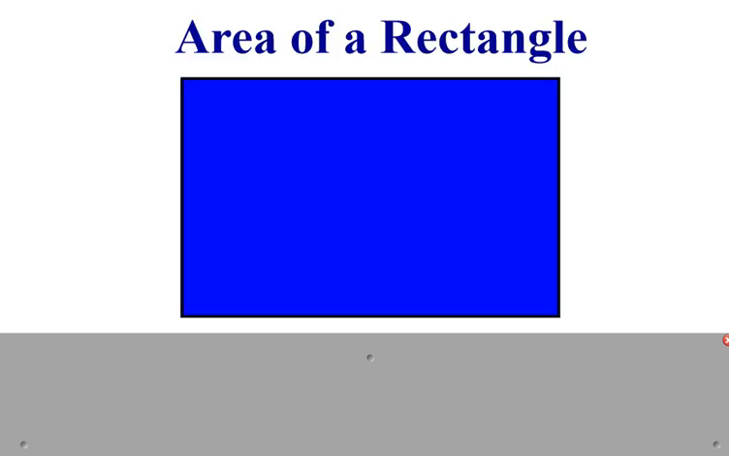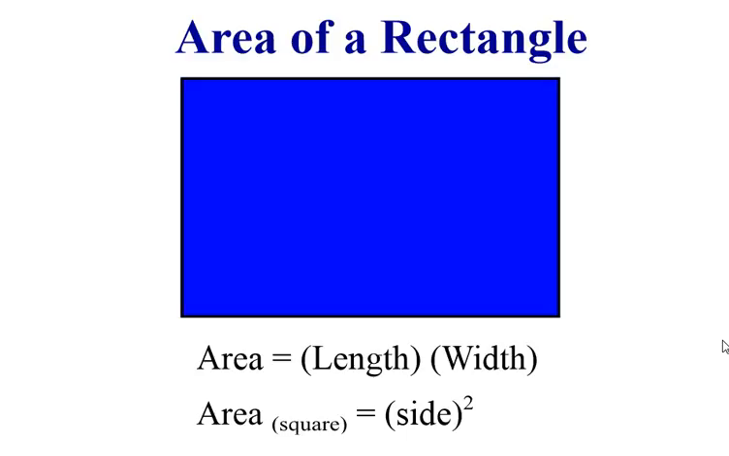This again probably was introduced to you very early on in life. The area of a rectangle, the formula is the length times the width. So if you're given those two measurements, you multiply them together, you find the area. If that rectangle happens to be a square, we could think of the area formula as side squared, because of course the length and the width would be congruent.